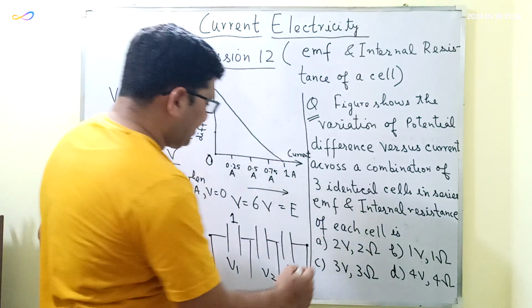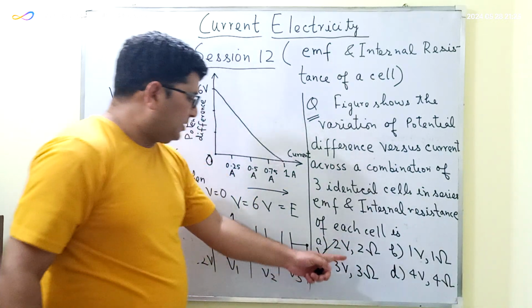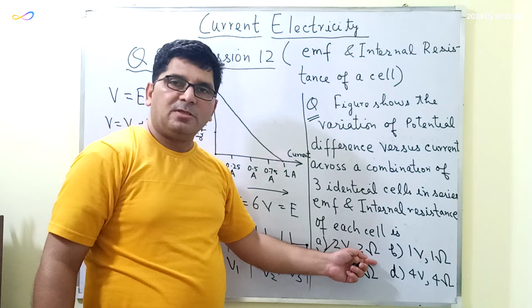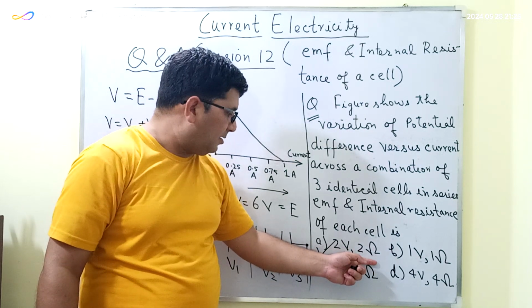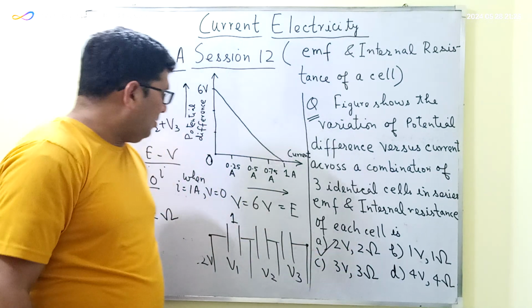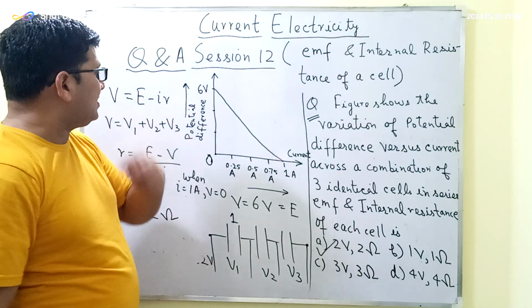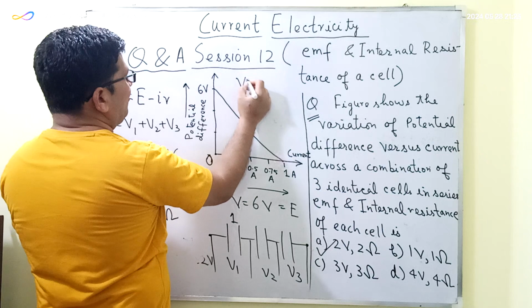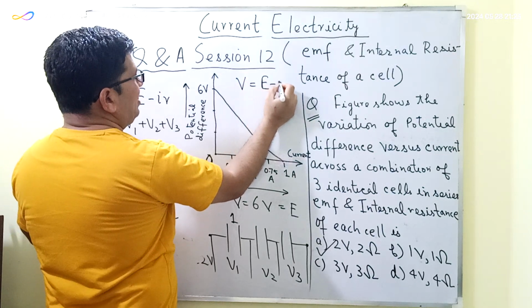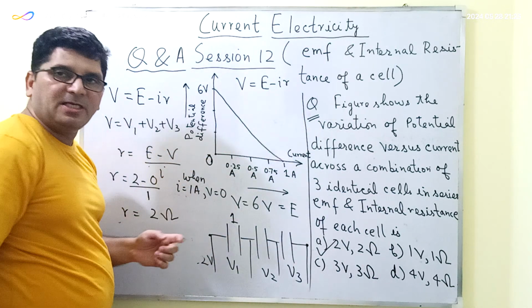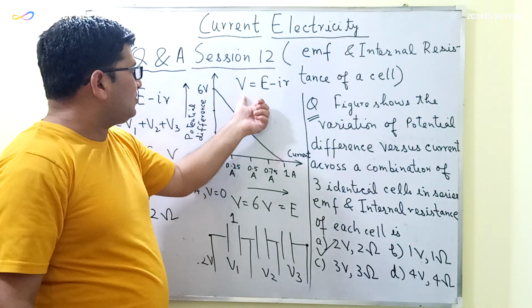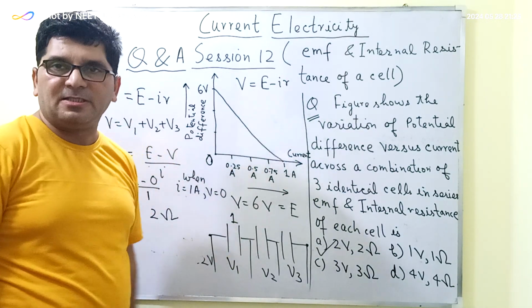So here the correct option is A, that is, the EMF value of each cell is 2 volt and the internal resistance of each cell is 2 ohms. So I hope that you have understood the solution of this question. Here the most important thing is that we have to use this formula, that is V is equal to E minus IR, where E is the EMF value, V is the potential difference across each cell, I is the current and R is the internal resistance.